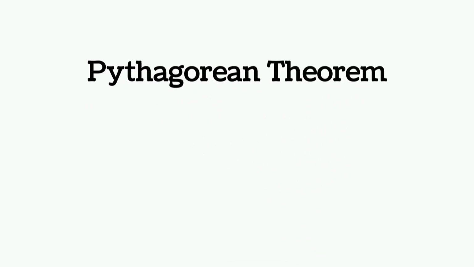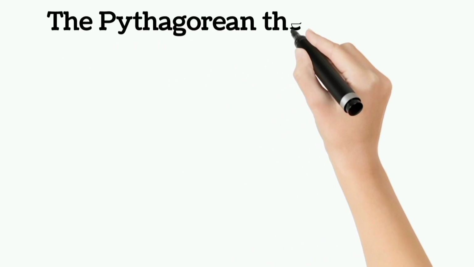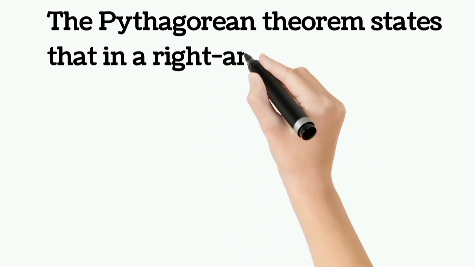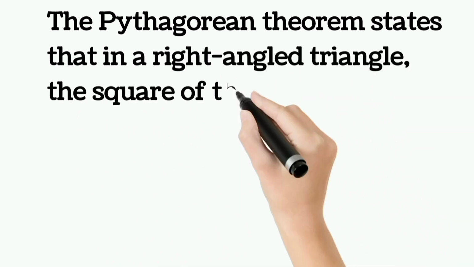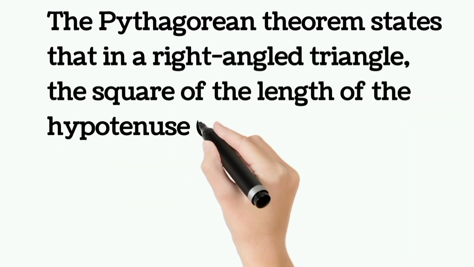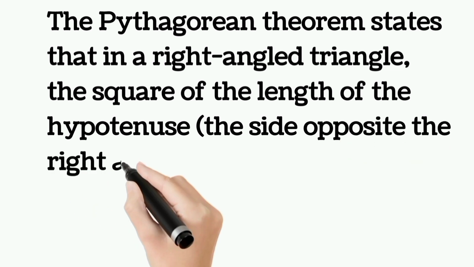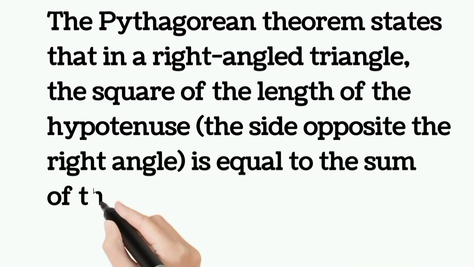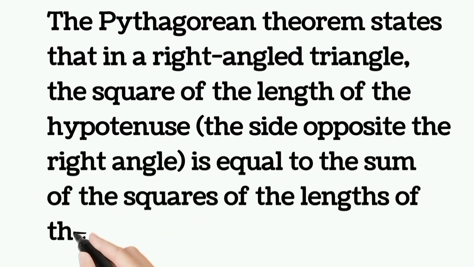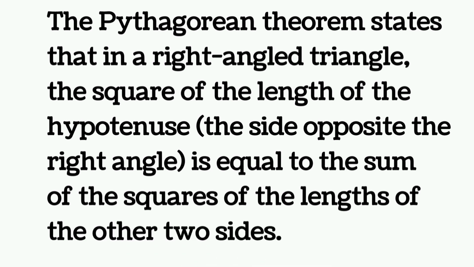Pythagorean Theorem. The Pythagorean theorem states that in a right-angled triangle, the square of the length of the hypotenuse, the side opposite the right angle, is equal to the sum of the squares of the lengths of the other two sides. This was formulated by Pythagoras, a Greek mathematician and philosopher who lived in the 6th century BC. He is best known for this theorem.